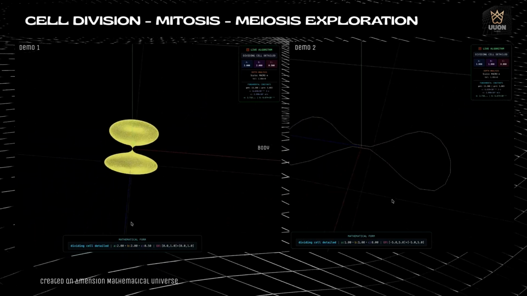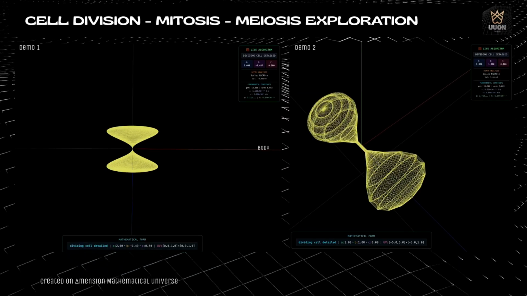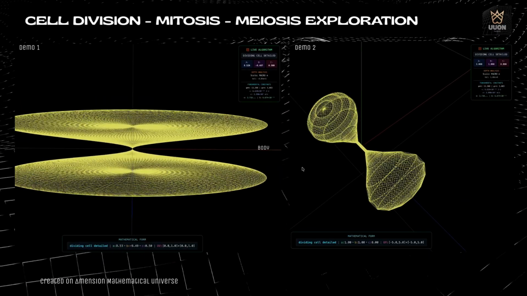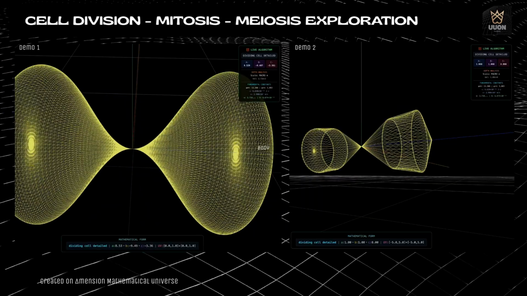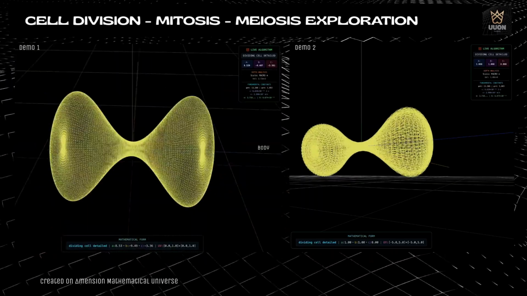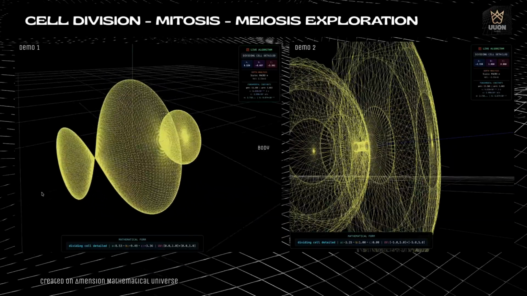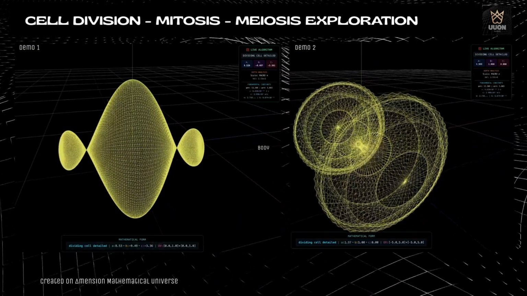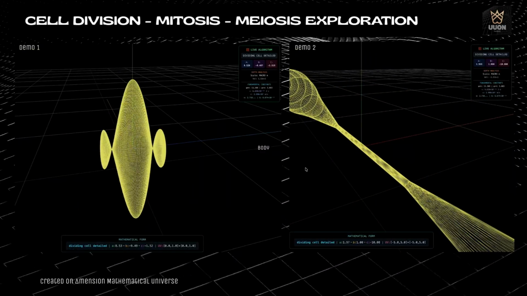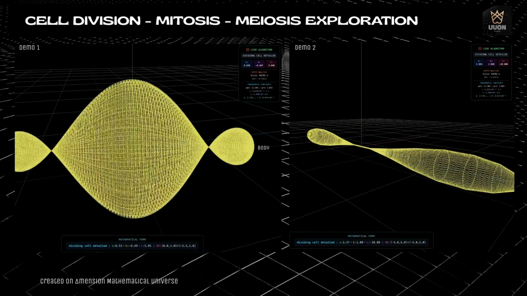What you're witnessing here is an interactive exploration of one of biology's most fundamental processes, cell division. Through this parametric system, we can manipulate and visualize the complex three-dimensional structures that emerge during cellular reproduction, offering insights that traditional two-dimensional representations simply cannot provide. The model you see before you represents a dividing cell at macro scale, allowing us to examine the intricate geometric patterns that govern how life perpetuates itself.